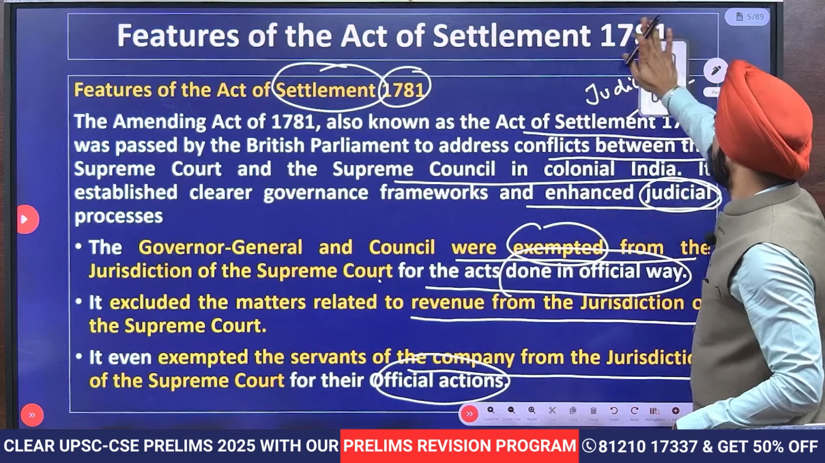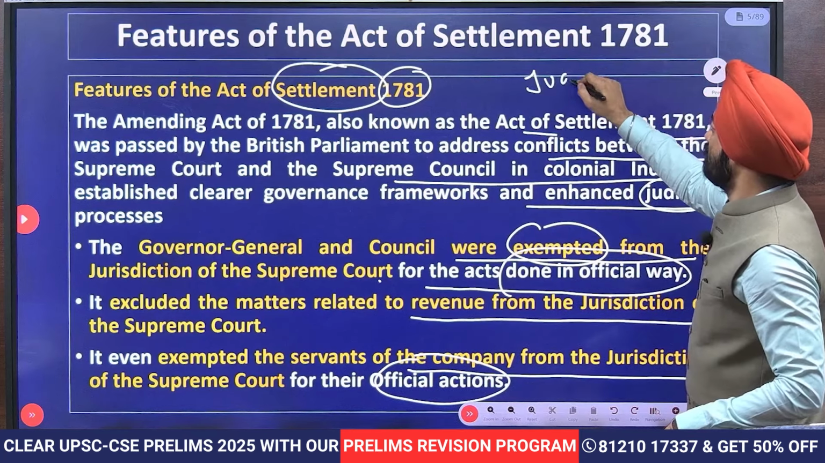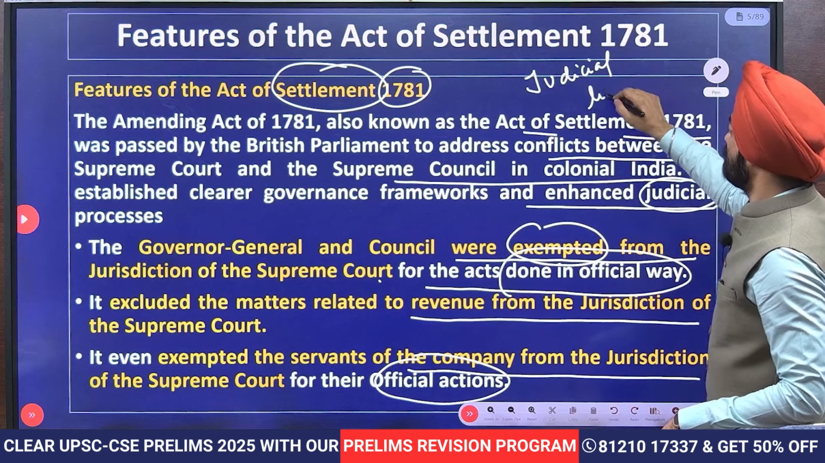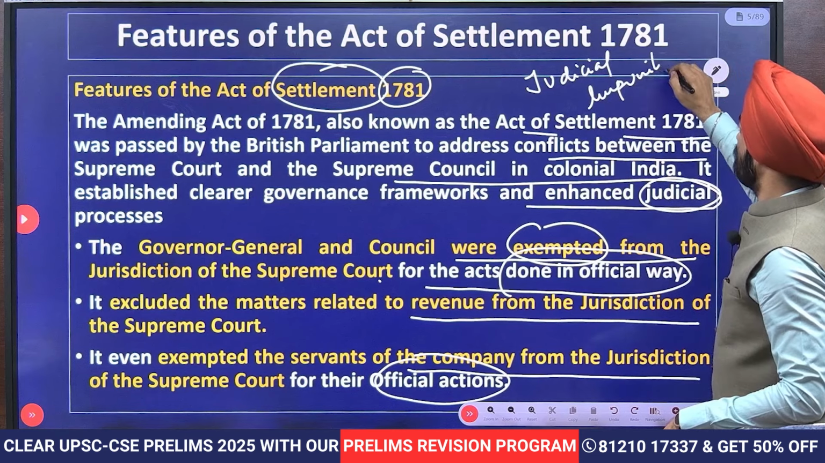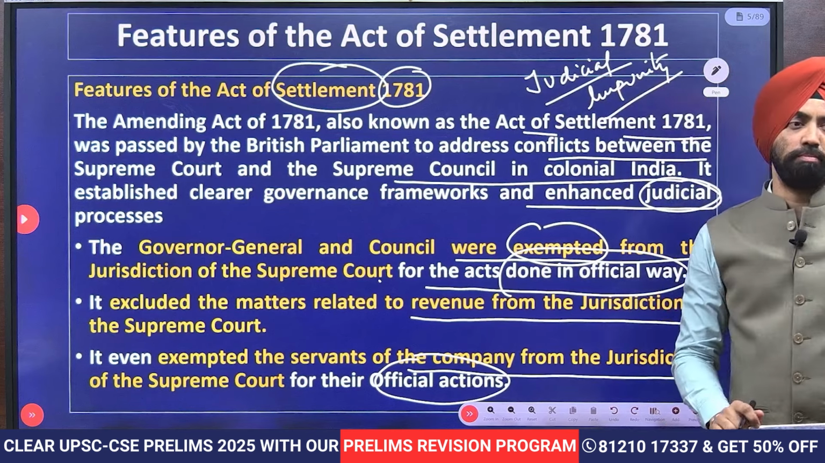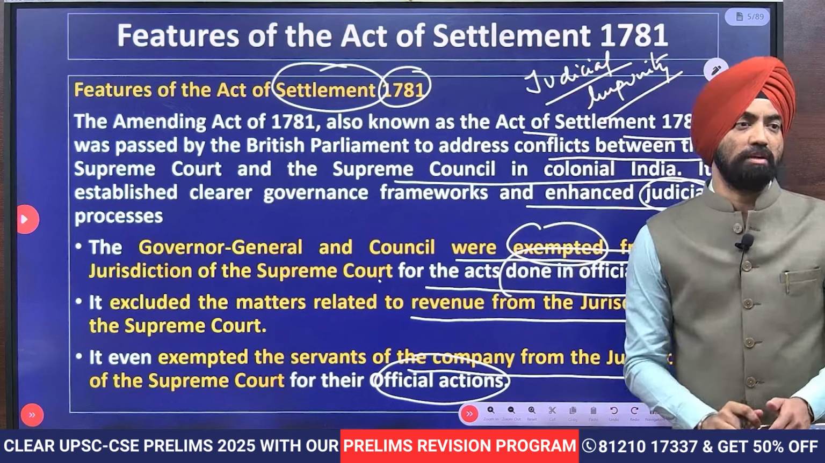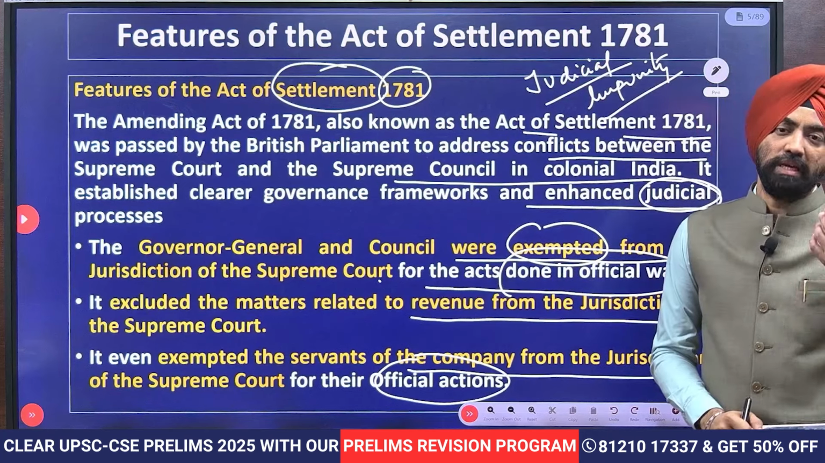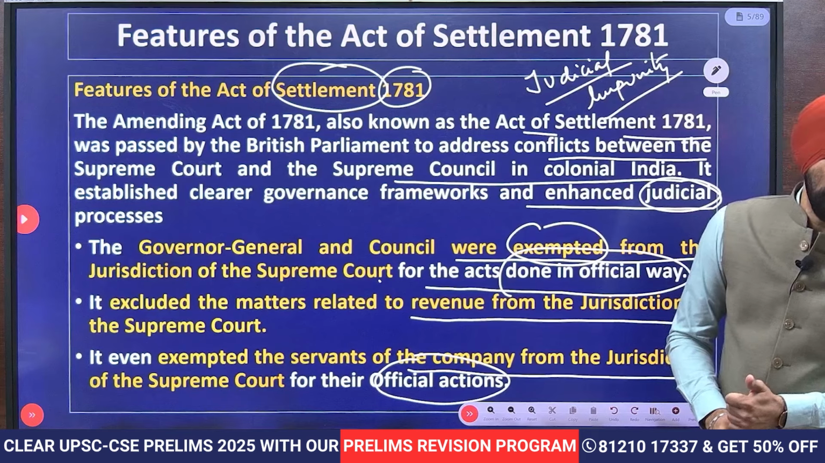They got judicial impunity. So the statement will be: the company officials got judicial impunity under the Settlement Act of 1781. It is a correct statement.